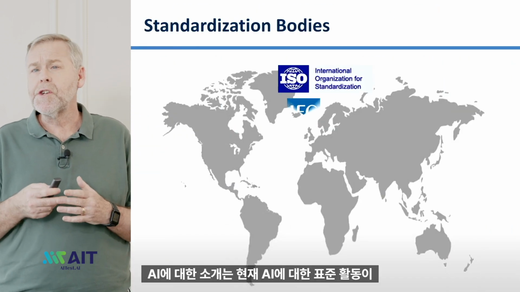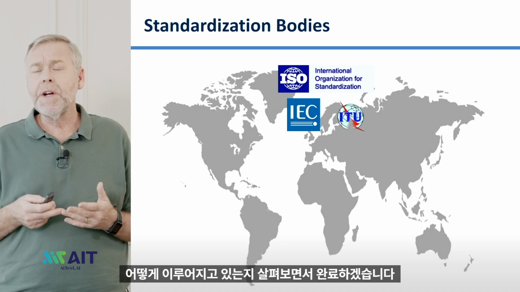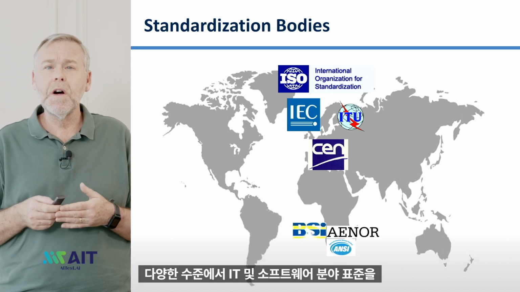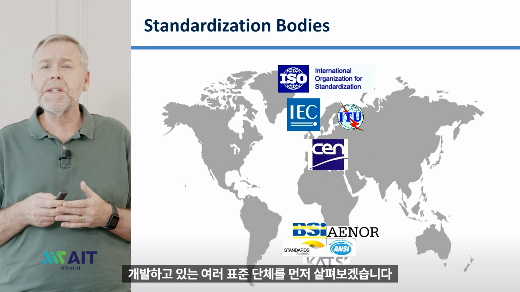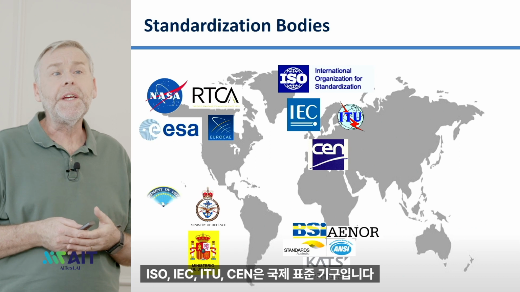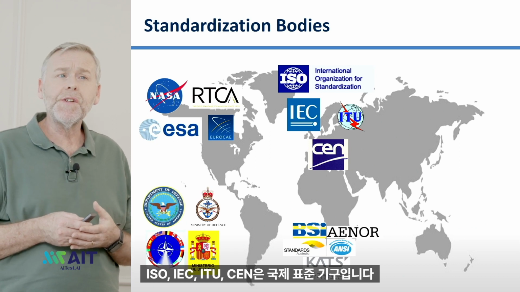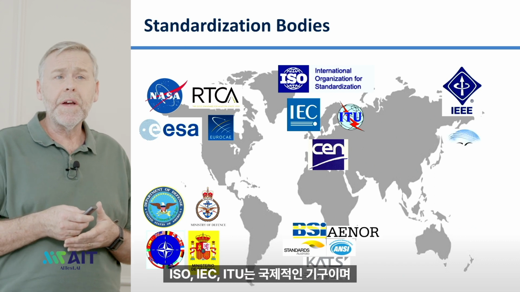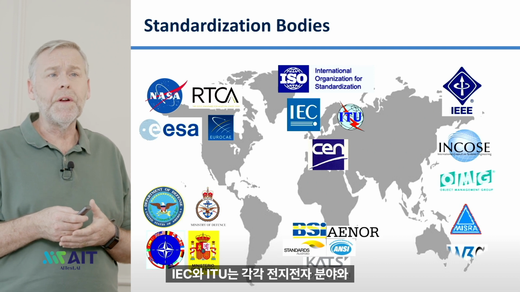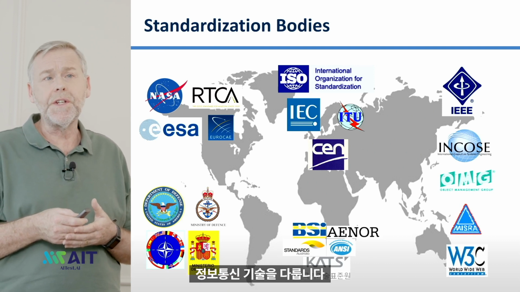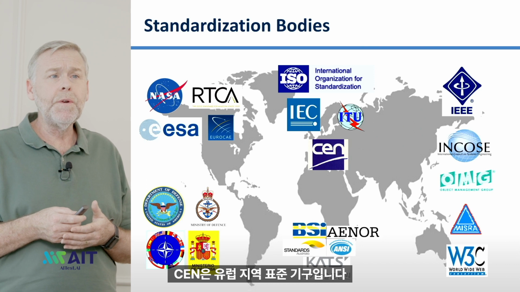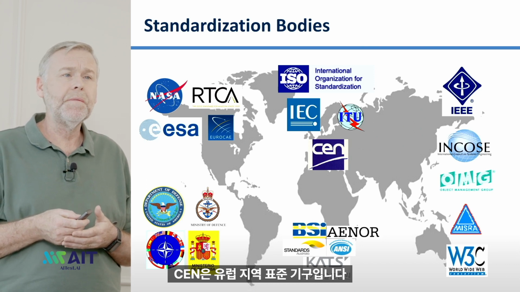We'll finish off this introduction to AI by looking at how AI is currently addressed by standardization. On this slide, we first consider the large variety of standardization bodies at various levels that generate standards in the areas of IT and software. ISO, IEC, ITU and CEN are examples of international standardization bodies. The first three are global, with IEC and ITU focused on the specific areas of electrical and electronics and information and communication technologies respectively. ISO and CEN are more general, with CEN being a regional European standardization body.